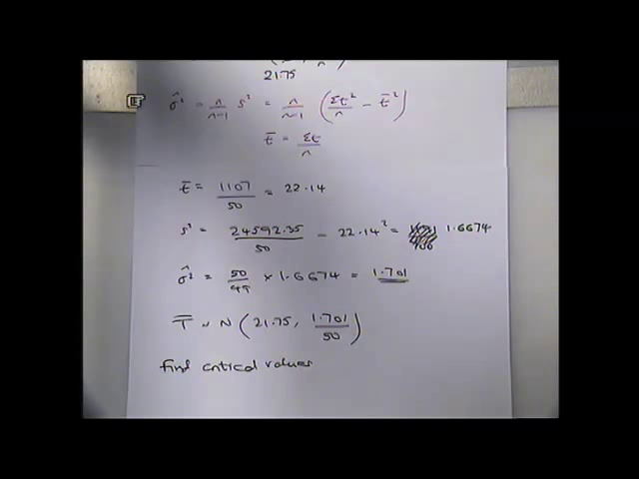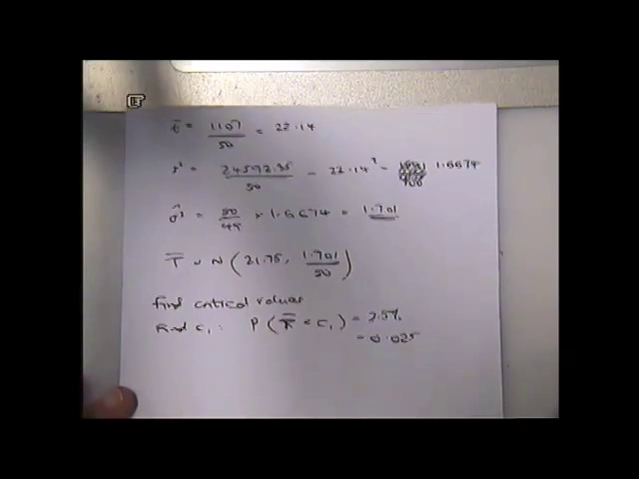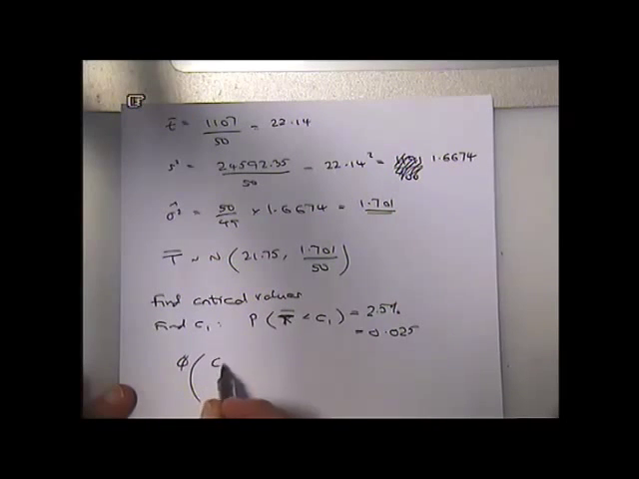So, which critical value do people want to find first, the C1 or the C2? C1. Okay, C1. So if we want to find C1, the probability t bar less than C1 is 2.5%, as a decimal 0.025. Thank you, Alex. So, phi of C1 minus our mean over that square rooted.